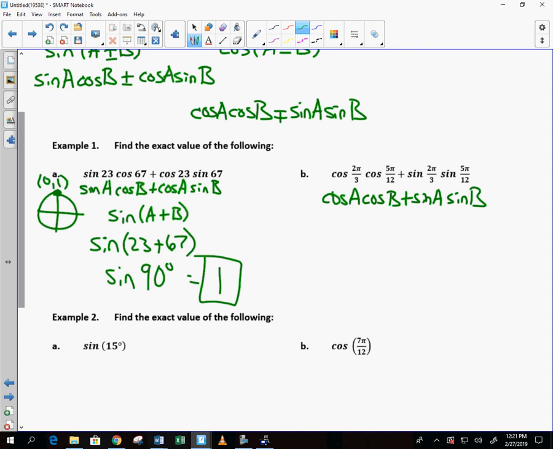So we can see that, does this fit the sine formula or the cosine formula? It fits the cosine formula. And is it cosine of A plus B, or is it cosine of A minus B? A minus B, it switches sign for cosine.